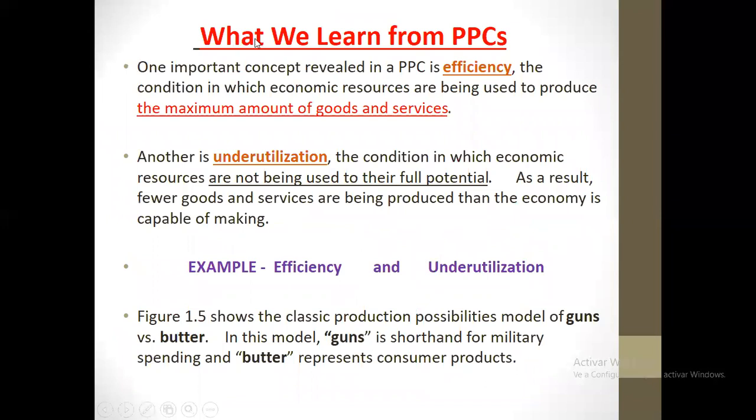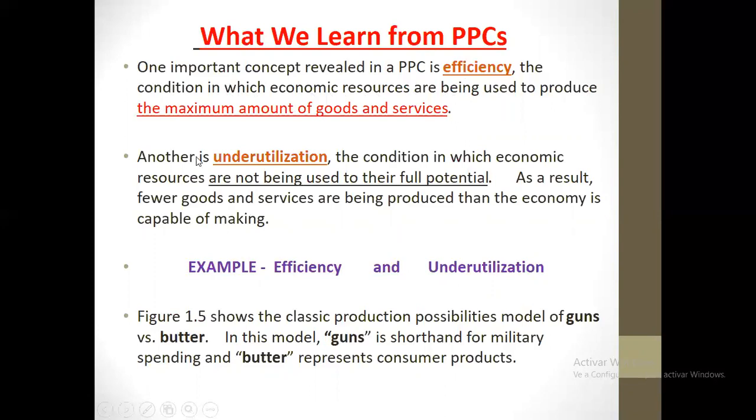What we learn from PPC? One important concept revealed in this production possibility curve is efficiency, efficiencia. The condition in which economic resources are being used, los recursos están siendo utilizados to produce the maximum amount of good, la máxima capacidad, máxima cantidad de bienes o servicios. Eso es eficiencia, efficiency. Okay.